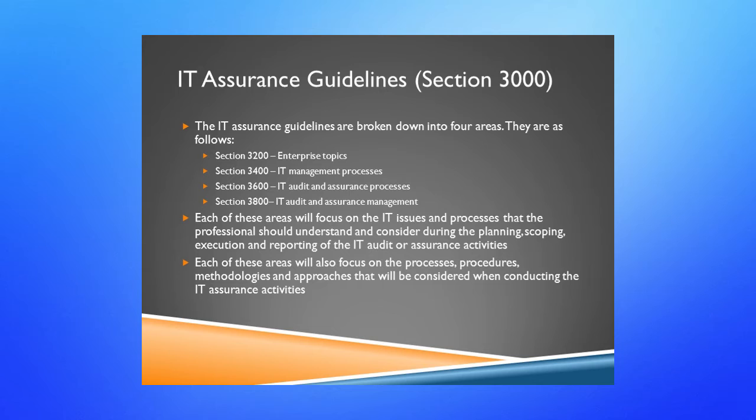Now, each of these areas is going to focus on the IT issues and processes that a professional should understand and consider during the planning, the scoping, the execution, and reporting of the IT or assurance activities. You notice how that pretty much covered all aspects of this entire audit, right? From planning, scoping, execution, and reporting, from start to finish, or even pre-start planning. Each of these areas is going to focus on the processes and procedures, the methodologies and approaches that will be considered when you conduct the IT assurance activities. Again, guidelines, trying to help guide you through this process of doing the audit.